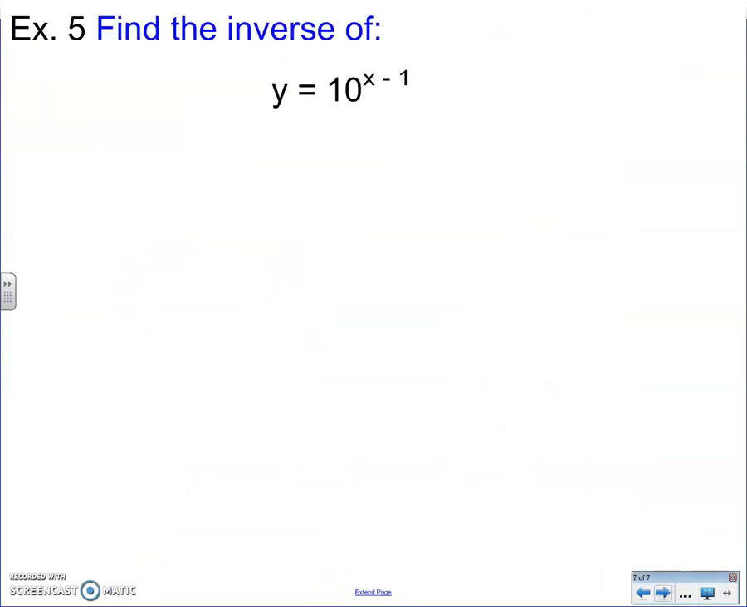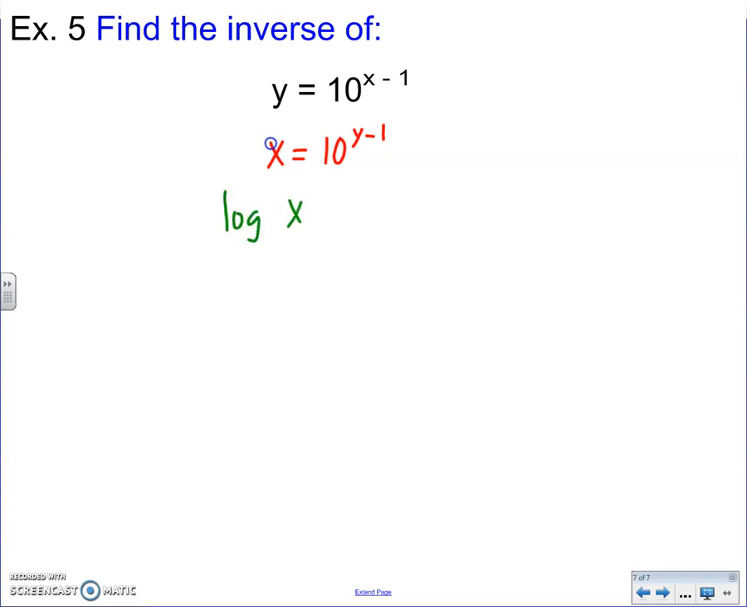Alright, last problem. Find the inverse of this. So again, this is an exponential equation. y equals 10 to the x power minus 1. So remember, to find inverses, you switch x and y. Well, first step is put y in there if it's not there. Step 2 is switch x and y. Step 3 is solve for y. To get y by itself, we have to bring it down from the exponent. We're going to log both sides.